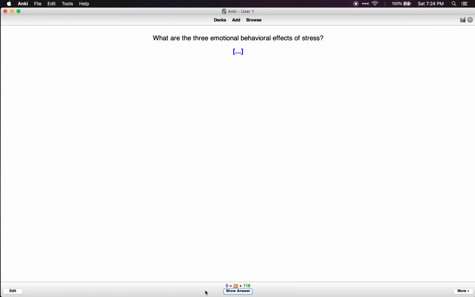What are 3 emotional behavioral effects of stress? Anger, anxiety, addiction. What 2 things do you need? Stimulus and you need hair cells.